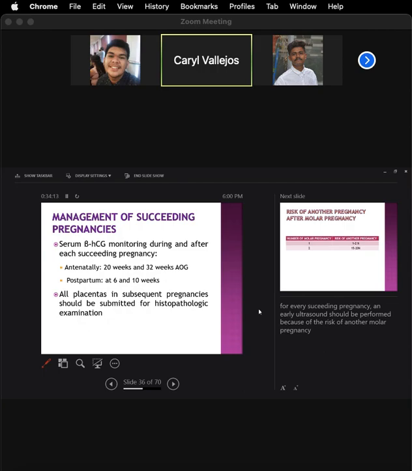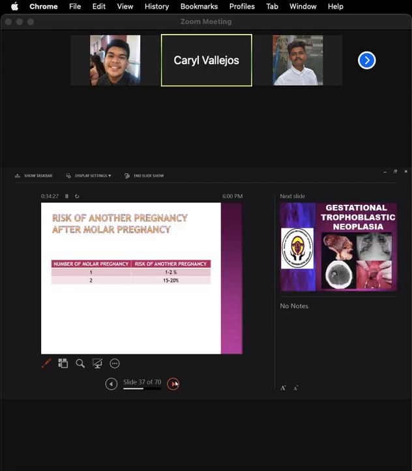All placentas in subsequent pregnancies should be submitted for histologic examination. For every succeeding pregnancy, an early ultrasound should be performed because of the risk of another molar pregnancy. This is the risk of another molar pregnancy: after one molar pregnancy, the risk is 1 to 2%. For recurrent molar pregnancy, the risk of another molar pregnancy is 15 to 20%.